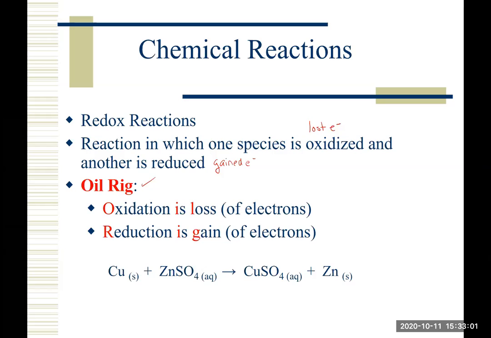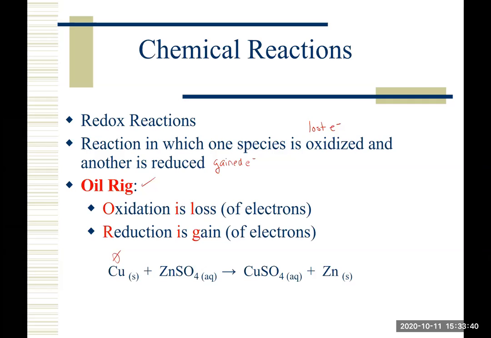Let's take a look at the redox reaction at the bottom of the screen. Now keep in mind, this is not just a redox reaction, this is a single displacement reaction because the copper is going to displace or replace the zinc and pair with the sulfate to form a new product. If we look at the oxidation state of copper, we see that it's neutral. Anytime you see an elemental atom that is written just like you see it on the periodic table, its oxidation state is going to be 0.